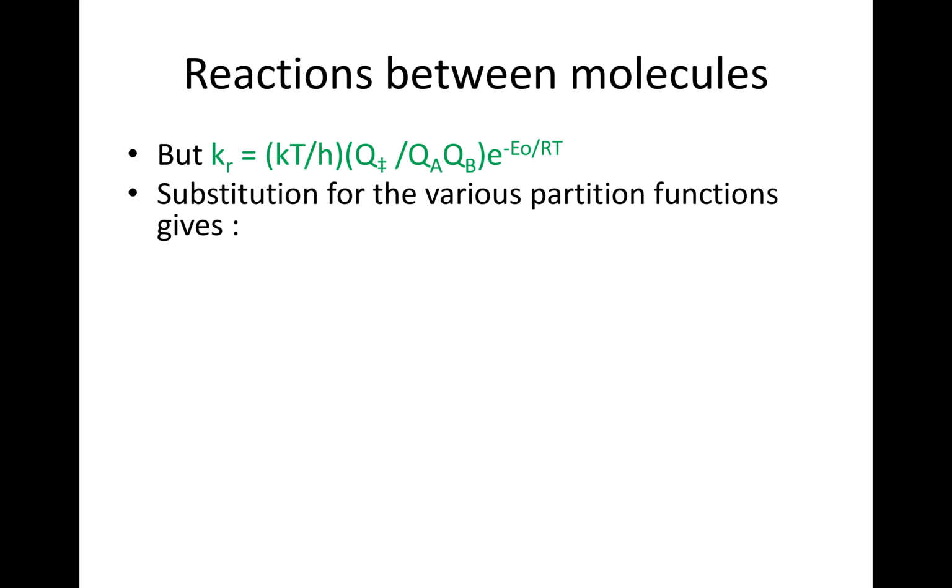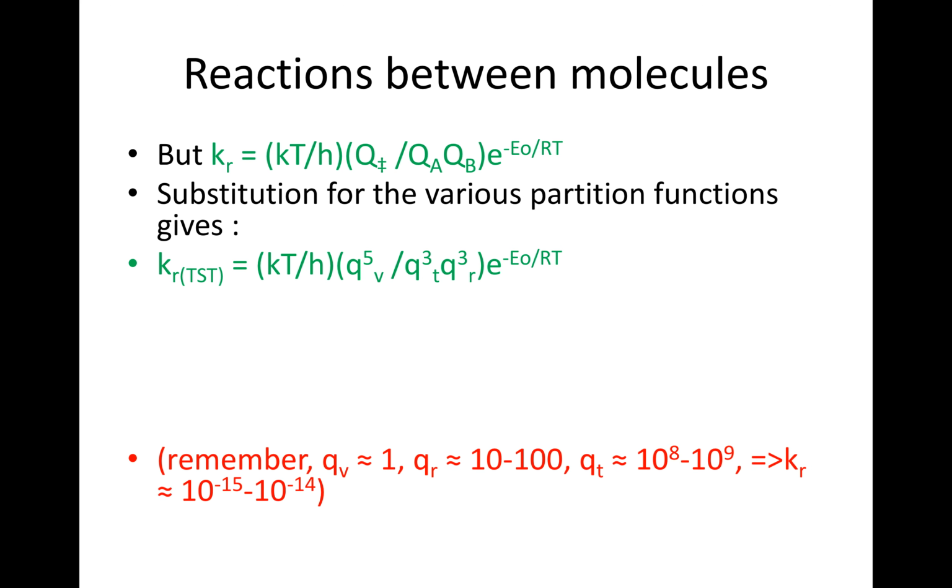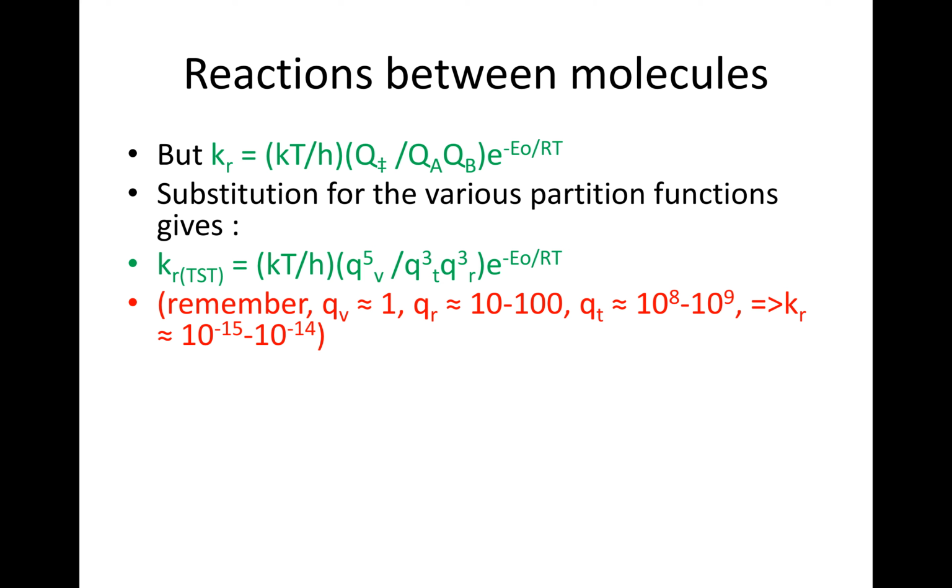Substituting for the various partition functions gives k_r TST equal to k_T over h into Q_V^5 over Q_T^3 Q_R^3, all into e to the minus E_0 over RT. Remember, Q_V is equal to 1, Q_R is equal to a value of 10 to 100, Q_T is equal to 10^8, 10^9, which implies k_r is going to be of the order of 10^-15 to 10^-14.